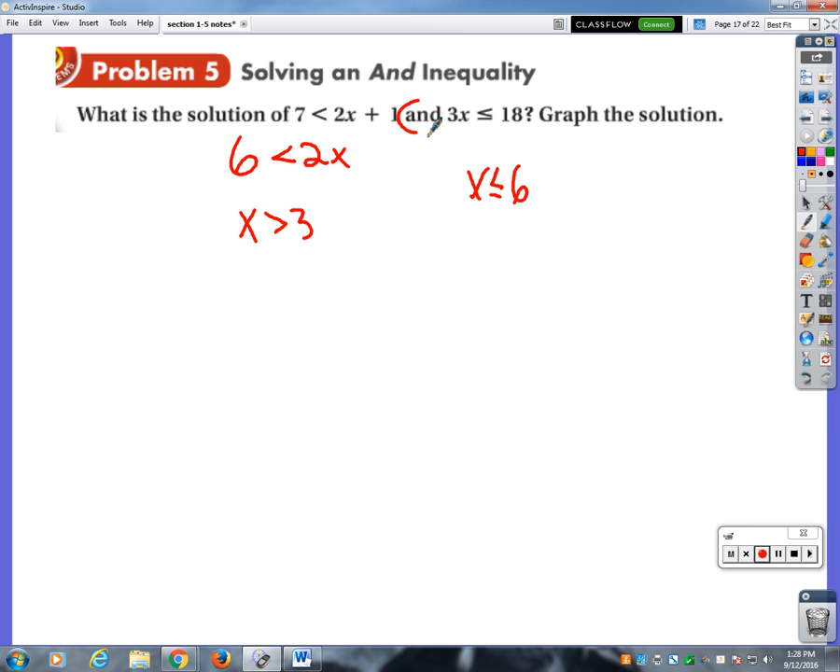Okay? Now, this is an and problem. And in an and situation, you need both things to be true at the same time. So for example, Seth is going to marry a woman who is rich and beautiful.